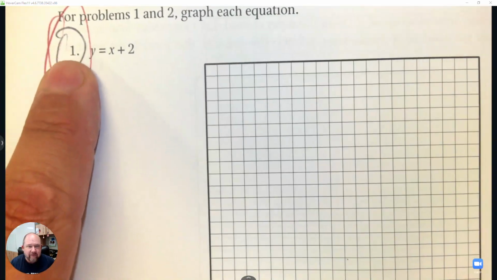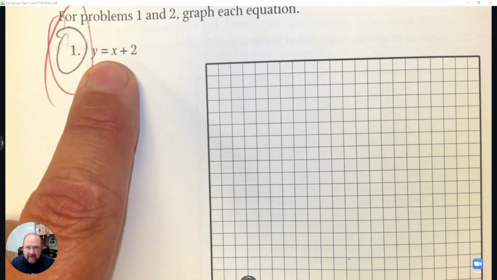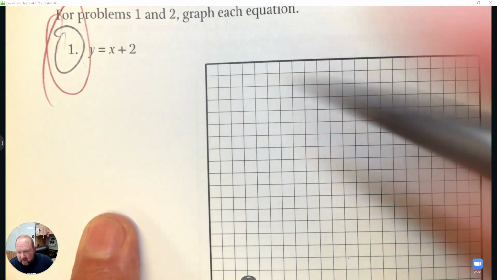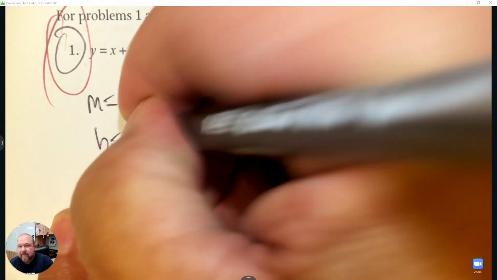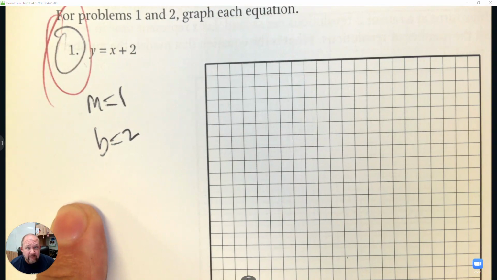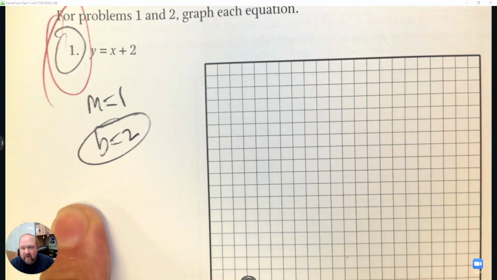Can you graph this and recognize this is a line, y equals x plus 2. The slope is the number in front of x that's invisible, it's 1, and the y-intercept, the number by itself, is 2. When we start our graph, we're going to start here at the y-intercept.